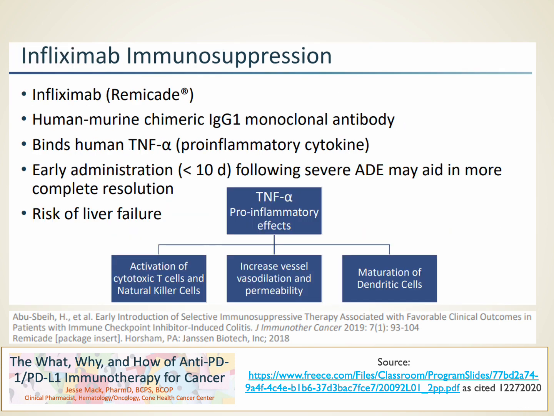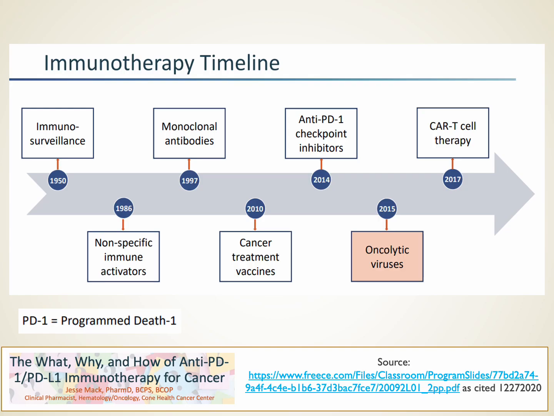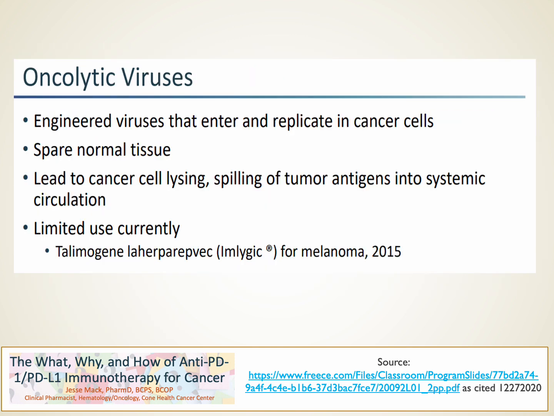Or with infliximab immunosuppression, some of the issues you might consider there. As far as the other agents, the main two groupings we've talked about that you're going to see a lot of are the monoclonal antibodies and the checkpoint inhibitors. The rest of the other two on here are not that common. The oncologic viruses are fairly limited in where these fit. These are engineered viruses that are intended to replicate within cancer cells and spare normal tissue, but there's really not a lot we have here.